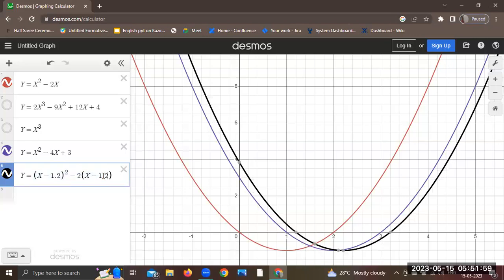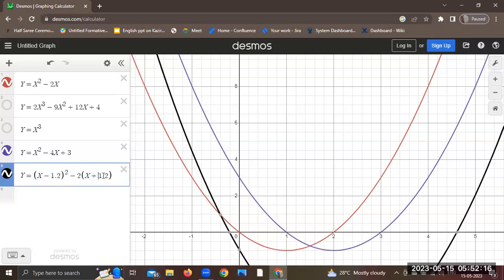Isn't it? Yes, sir. So great, I can say that. See, it is moving towards right. Yes or no? Now, if you want to move towards left, anyone can help me out how to move this function towards left?